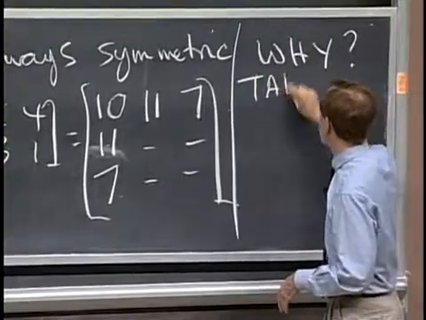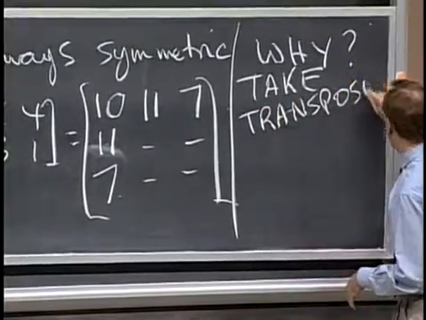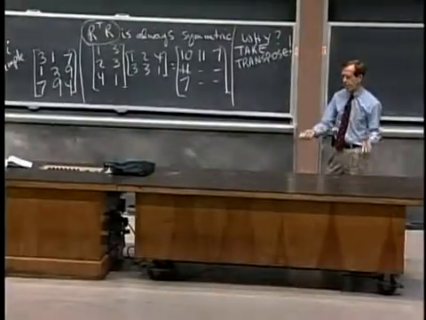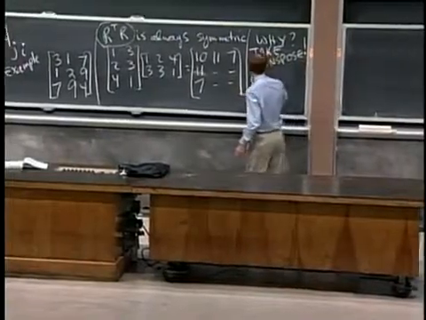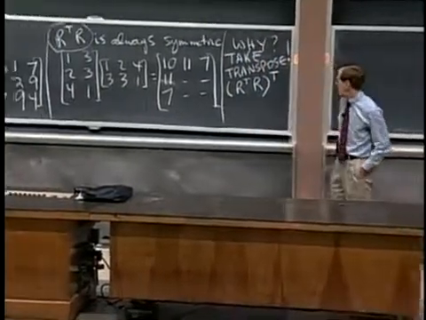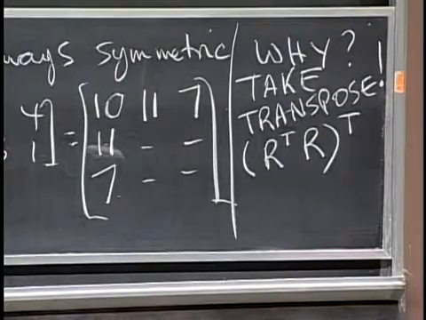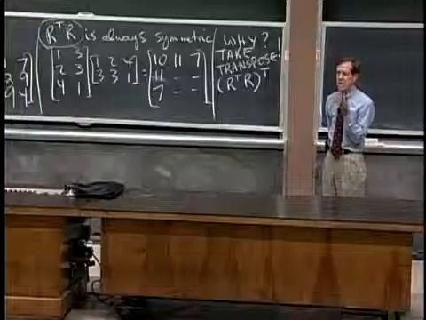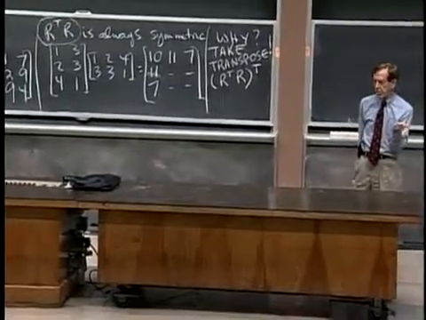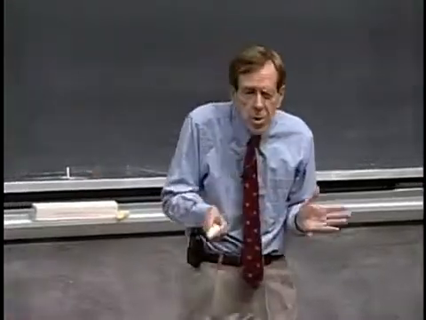Well, my suggestion is take the transpose. That's the only way to show it's symmetric. Take the transpose and see that it didn't change. Okay, so I take the transpose of R transpose R. How do I do that? This is our little practice on the rules for transposes. So the rule for transposes is the order gets reversed, just like inverses, which we did prove. Same rule for transposes, and which we'll now use.